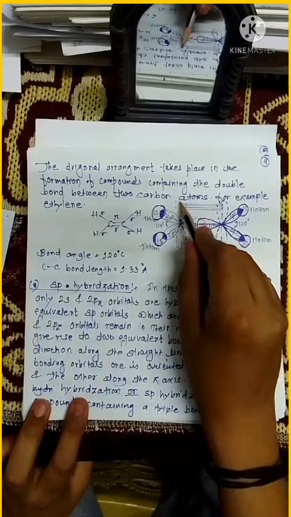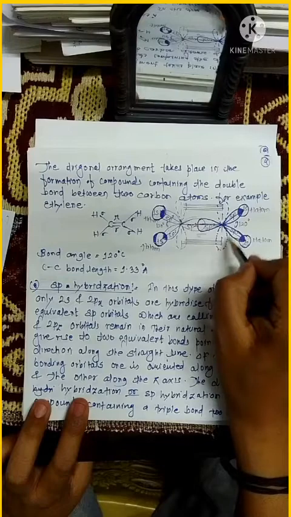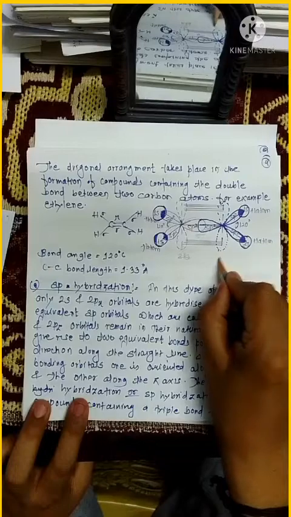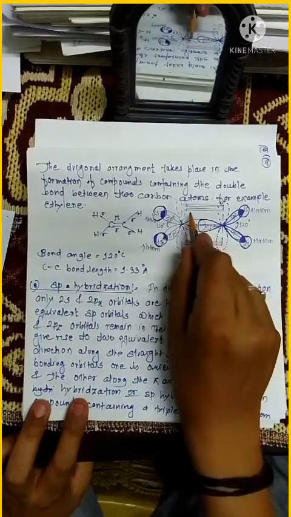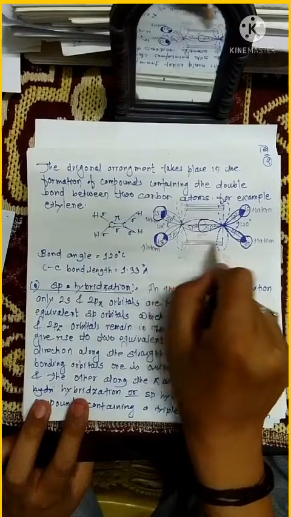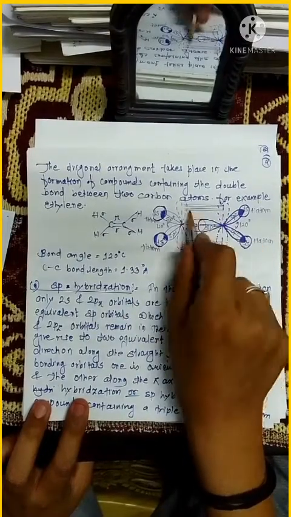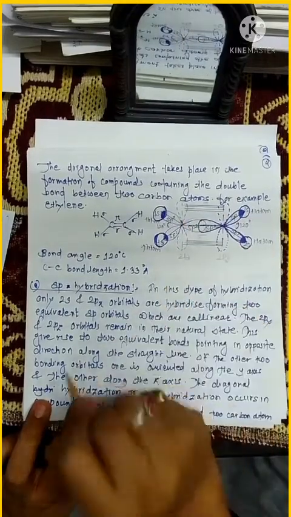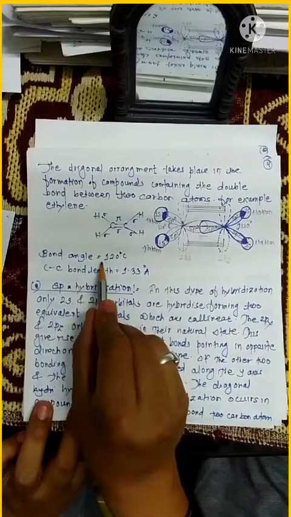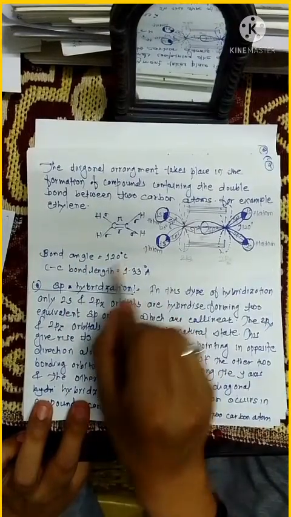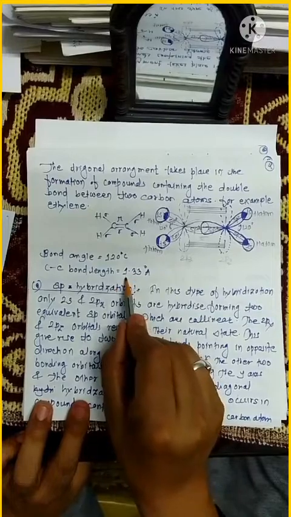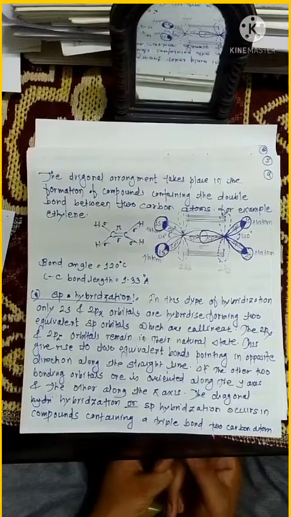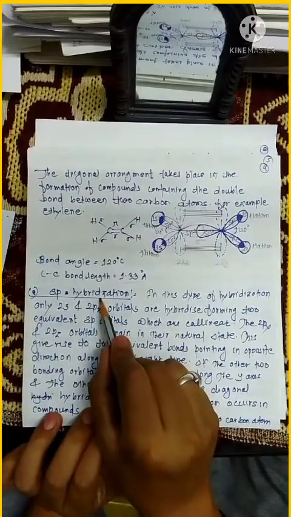Now the unhybridized orbitals which are present on both the carbons, that is the 2pz orbitals, laterally overlap with each other. It is a parallel overlap, so they form a pi bond. The bond angle in this case is 120 degrees. The carbon-carbon bond length is 1.33 angstrom. Now we are going to see sp hybridization.